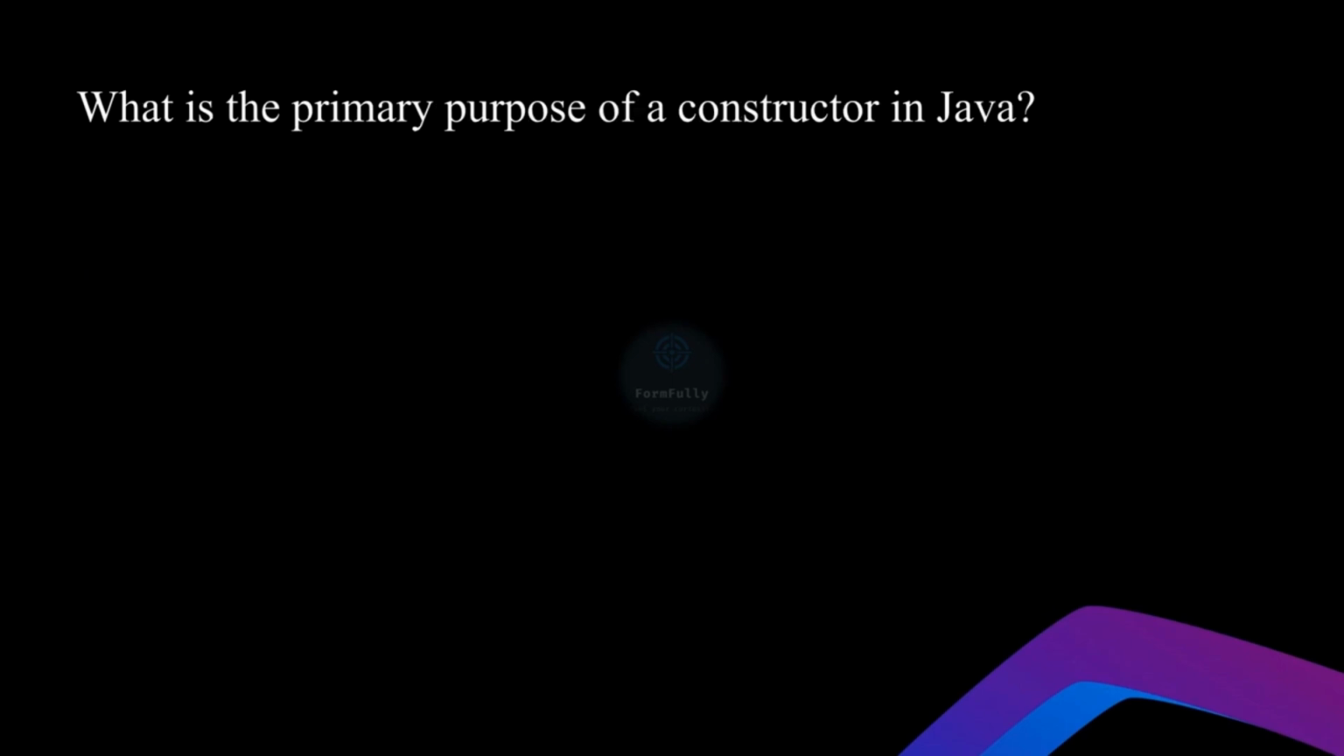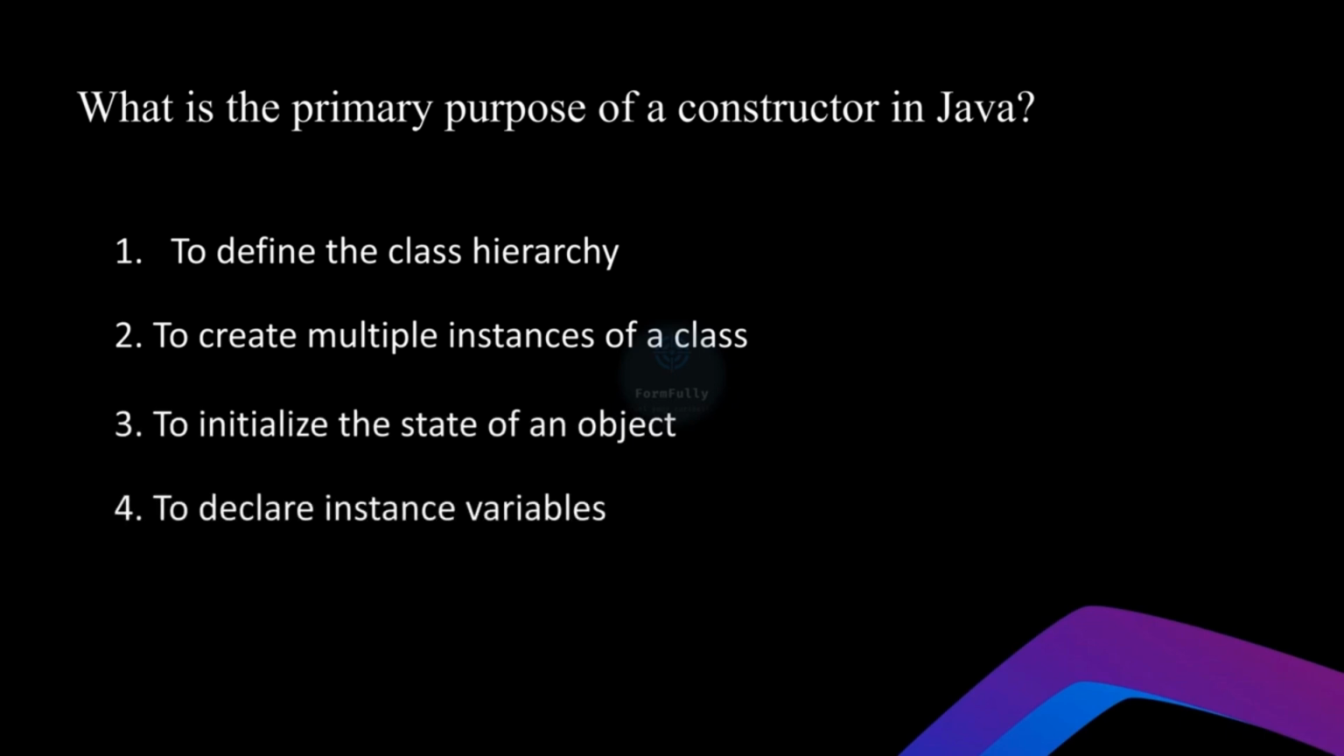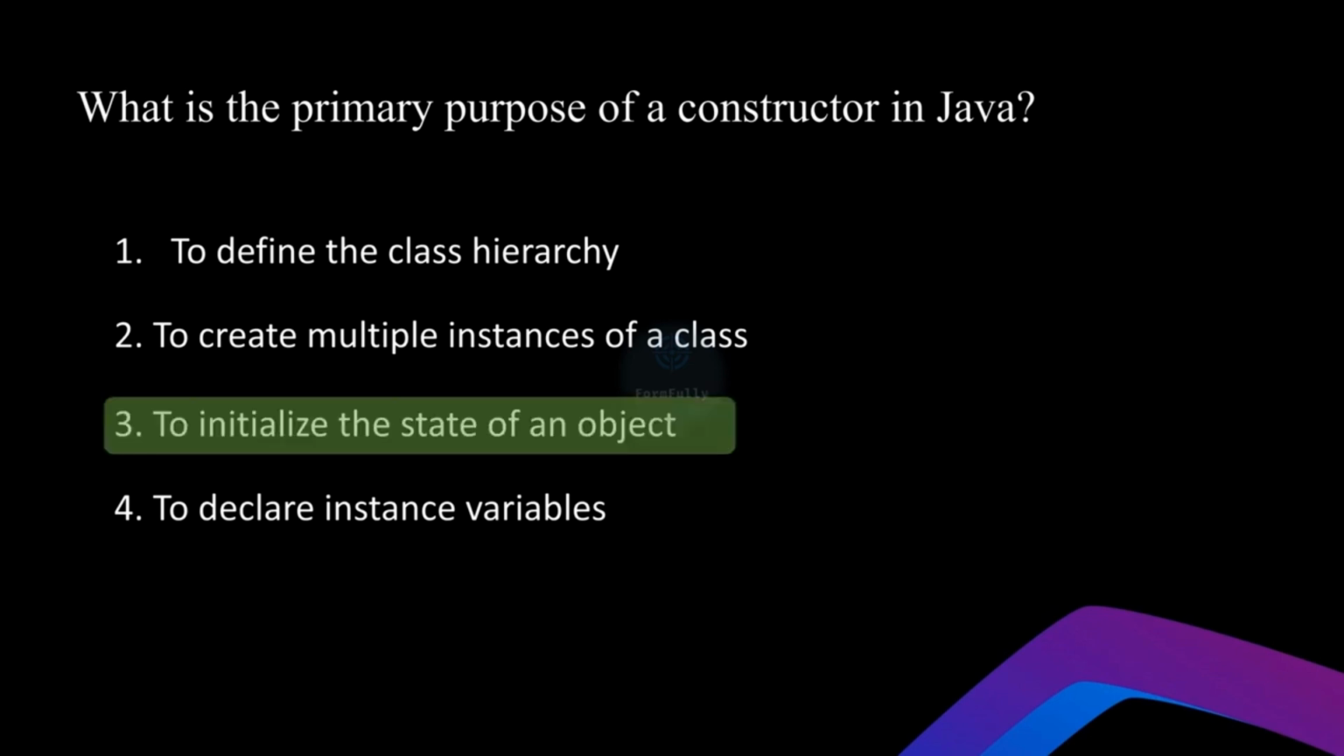What is the primary purpose of a constructor in Java? To define the class hierarchy, to create multiple instances of a class, to initialize the state of an object, to declare instance variables. A constructor in Java is used to initialize the state or instance variables of an object when it is created.